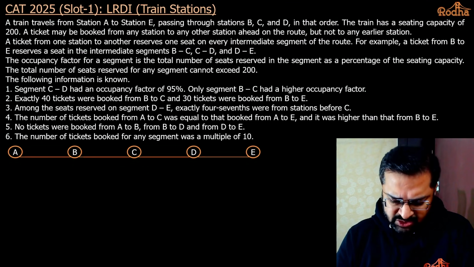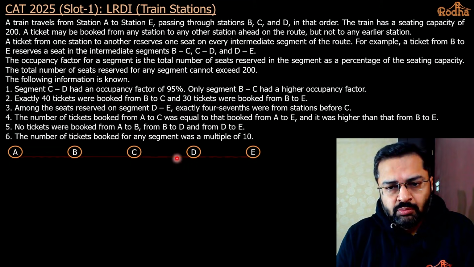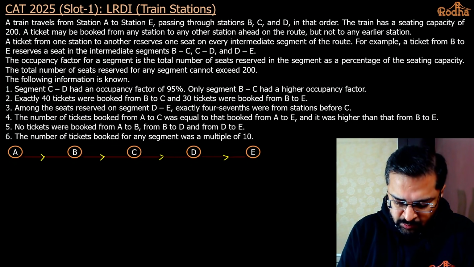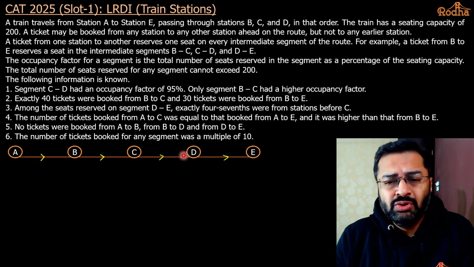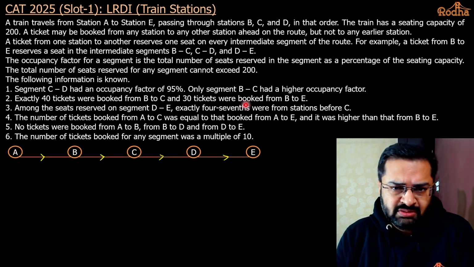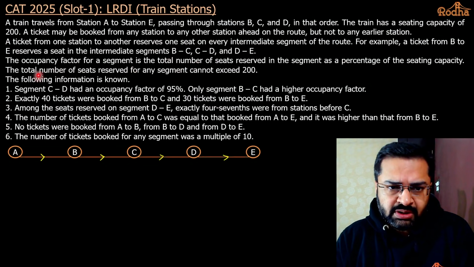So this is the route. I've just drawn it for you quickly. So this is how it goes. It starts from A and then moves in this direction, and the direction would always be like that, right? So what it says was you cannot book a ticket from D to C, right? So the direction is like that. So simple data again.